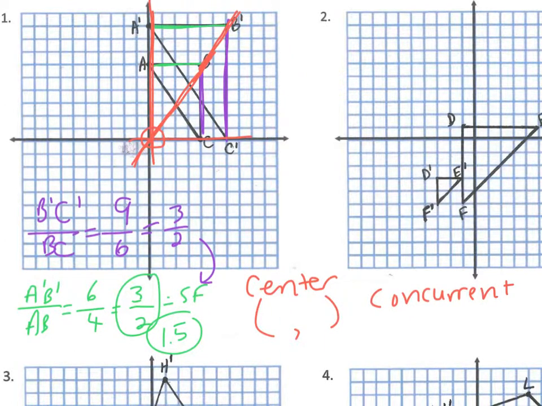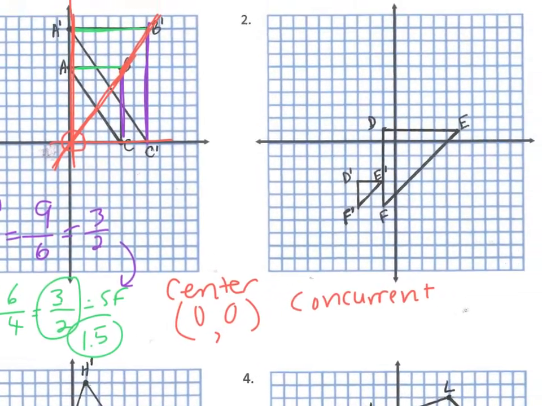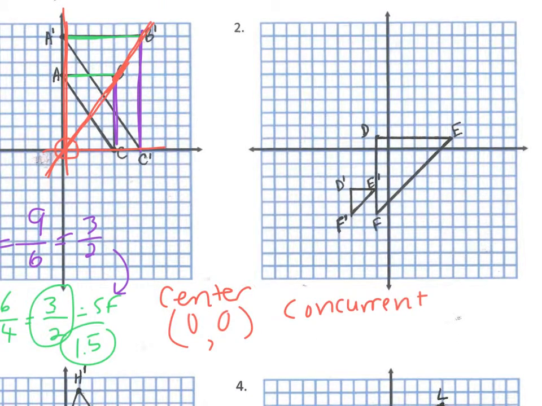And that point of concurrency is indeed the center. So this one is (0, 0). It doesn't have to be the origin. If you take a look at the second one, just to give you a different example, that would be me connecting D and D prime, F and F prime, and then E and E prime. And again, a ruler would be helpful, but it appears that we do have a point right there that would be the center of dilation.